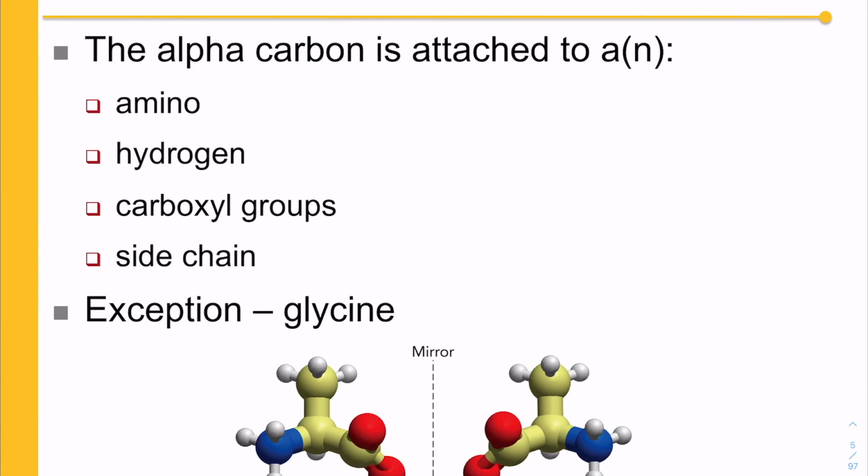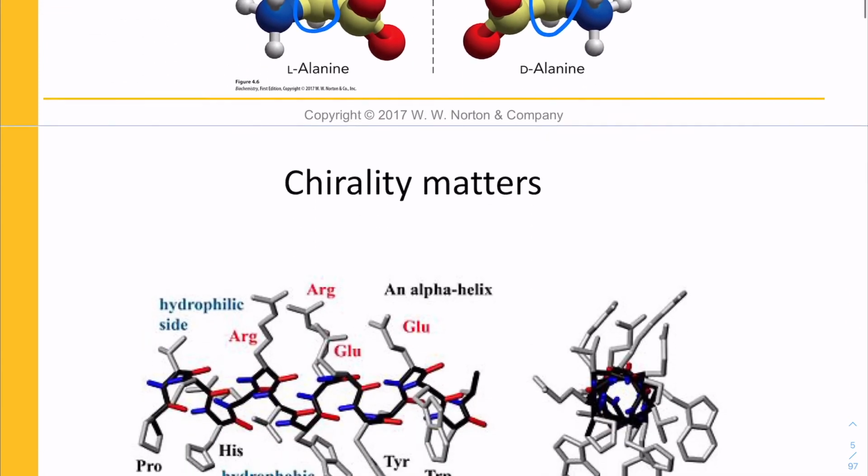And they have at least one chiral carbon in the alpha carbon. And remember, a chiral carbon is a carbon that has four different functional groups attached to it. There is one exception to that, and that is glycine. In glycine, the R group is equal to a hydrogen. And since you already have a hydrogen in the structure of an amino acid, you no longer have a chiral carbon there.